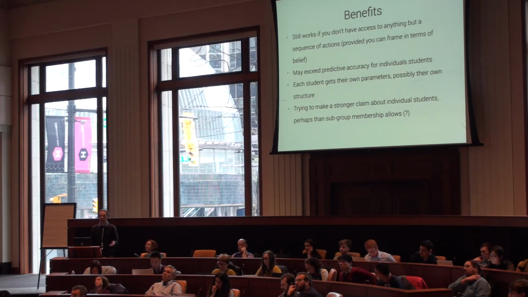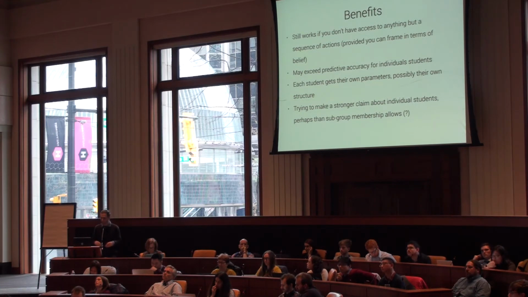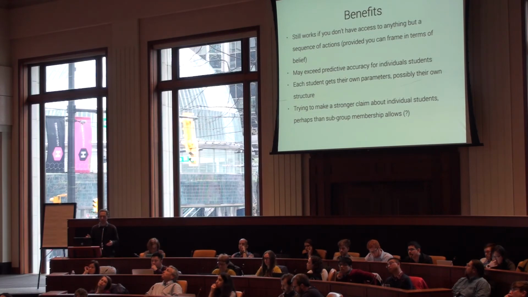And aligned to that is that every student gets their own parameter associated with the model. So every student is getting some kind of estimate as opposed to an estimate that's linked to a larger model that goes across all the students. And possibly because of that, you might be able to make some kind of stronger claim about individual students instead of one that is associated with a subgroup or the population at large.